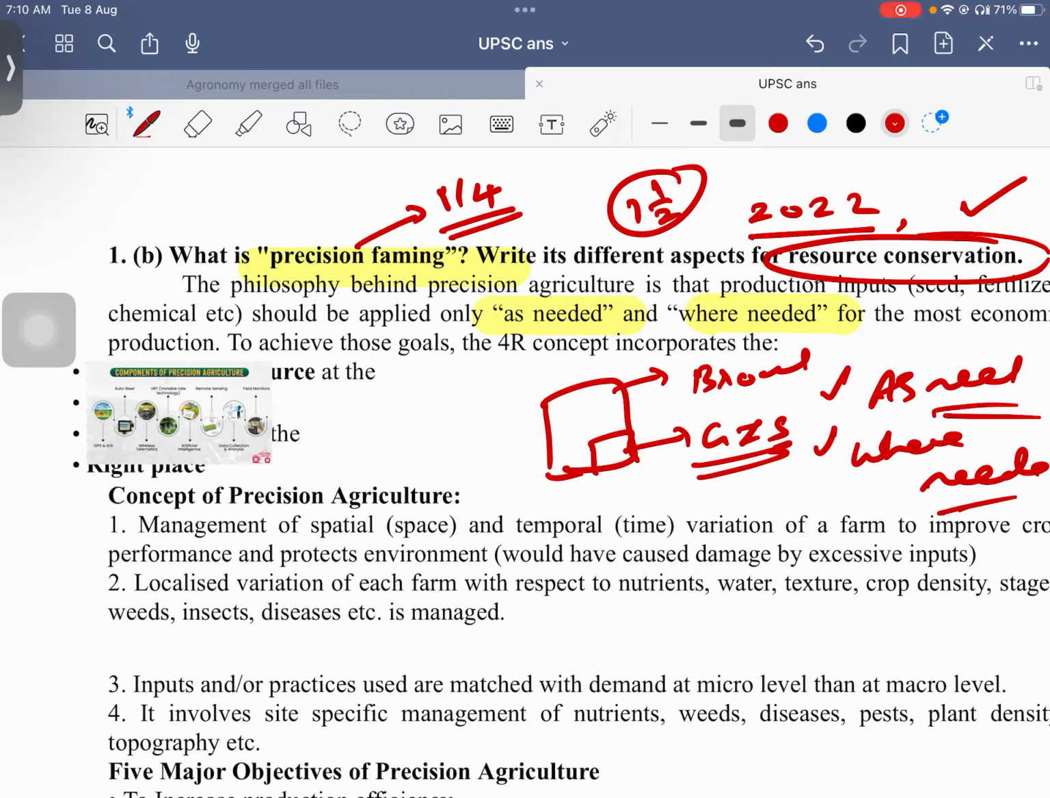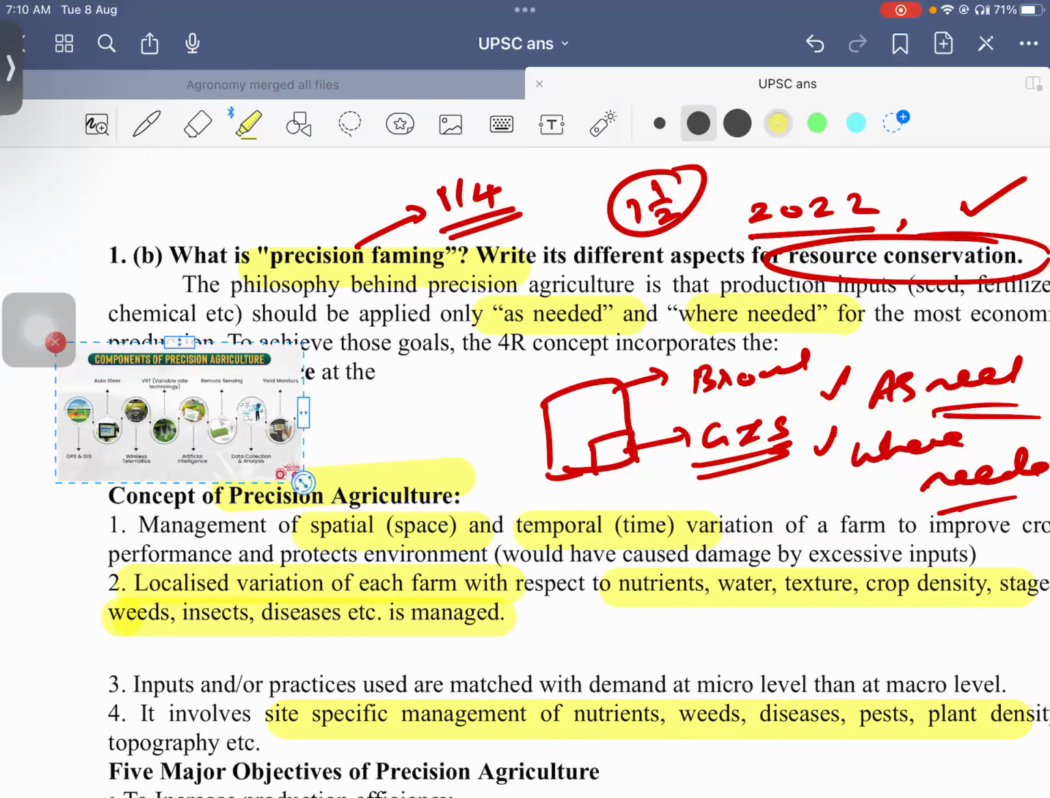The concept of precision management is based on the principle of space and time. Based on space and time, we are going to utilize the inputs. Localized variation of each farm, like nutrient, water, texture, stage, weed, all these things can be variable. These components help us to precisely utilize resources. It involves site-specific management of nutrients and other components. So let us see what the components are.